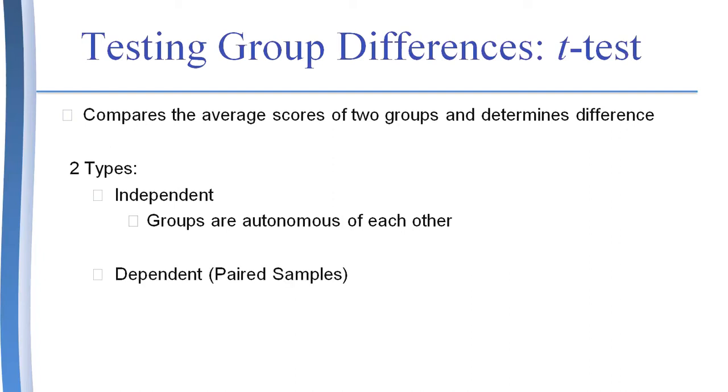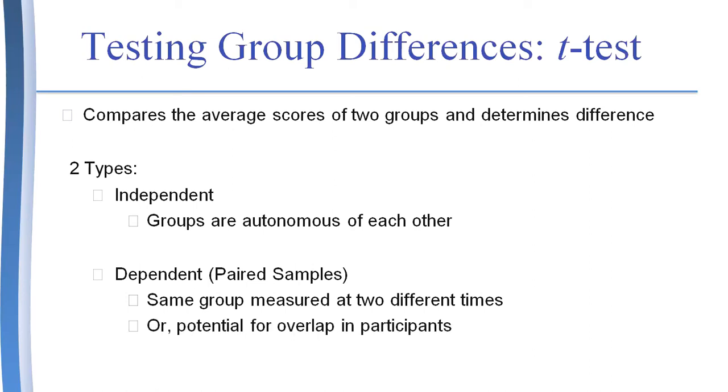The other option is a dependent, or what's called a paired samples t-test. This is what we use when there's one group of participants and they're measured twice, or if there's potential for overlap in participants. So let's say that you could be in both groups at once, depending on how you phrase your question. Then you have to use a dependent samples t-test, okay? So when conducting a t-test, the first decision you have to make when looking at the question is, does this call for an independent t-test or a dependent t-test, right? Are my groups different or potentially the same?